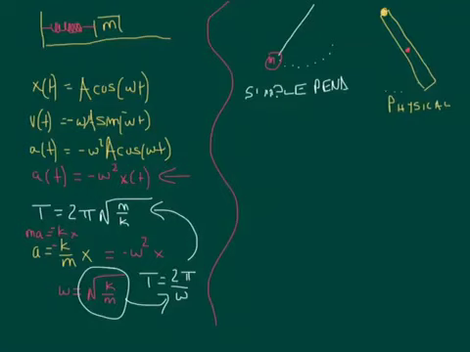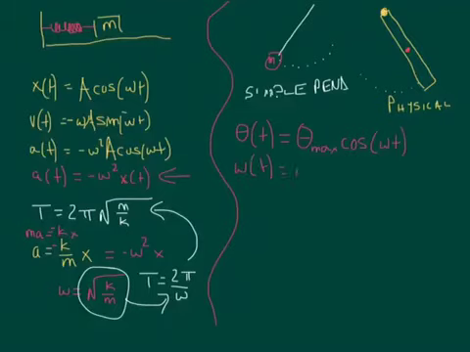Because it's a circular path, now we need to treat this as rotational motion. So instead of regular old position, we're going to want angular position or angular displacement. That's theta. Our first equation for the pendulum is going to be theta as a function of time, instead of x as a function of time. Theta as a function of time is equal to our angular displacement, theta max, times the cosine of omega t.